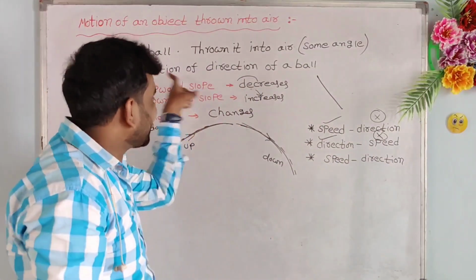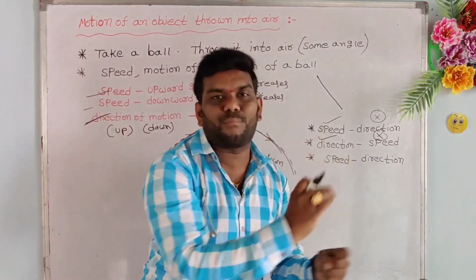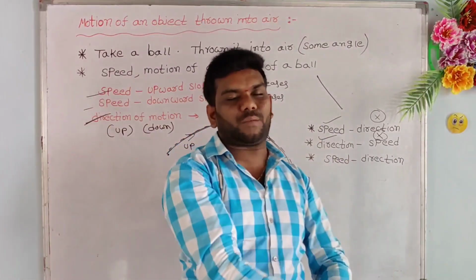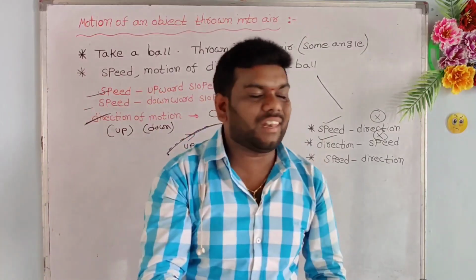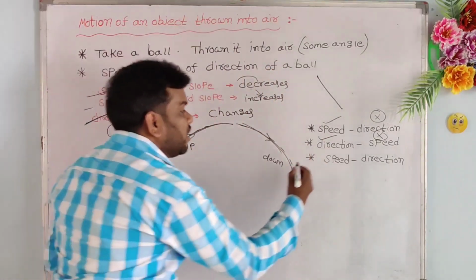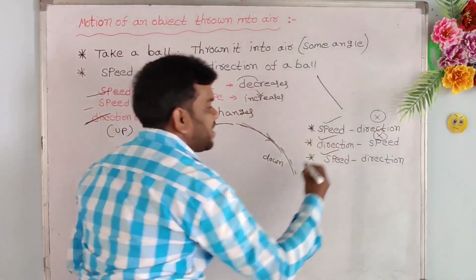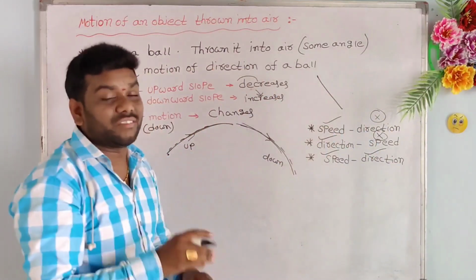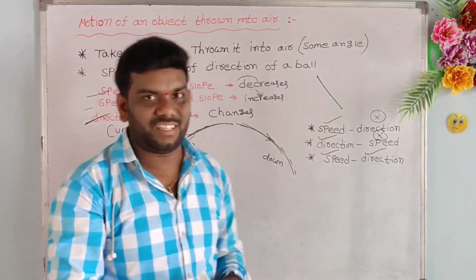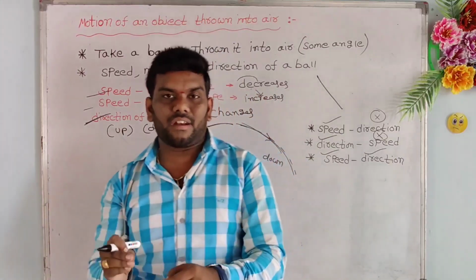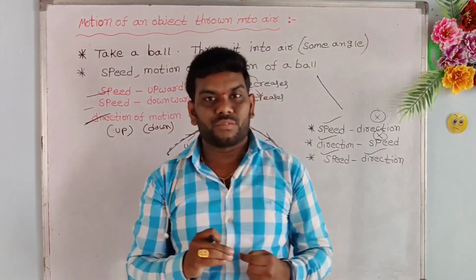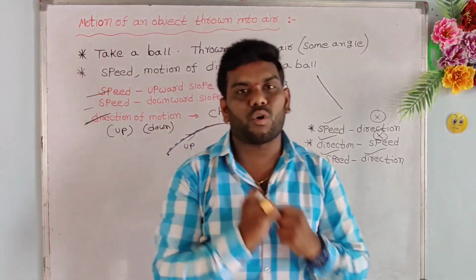In this example, take a body and throw it so that it makes some angle. In this example, speed changes and direction also changes. There is no constant in this case. So here we conclude this topic, uniform and non-uniform motion.